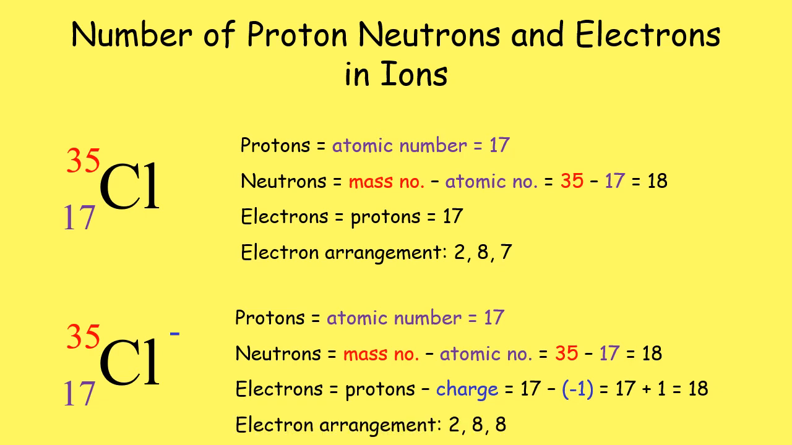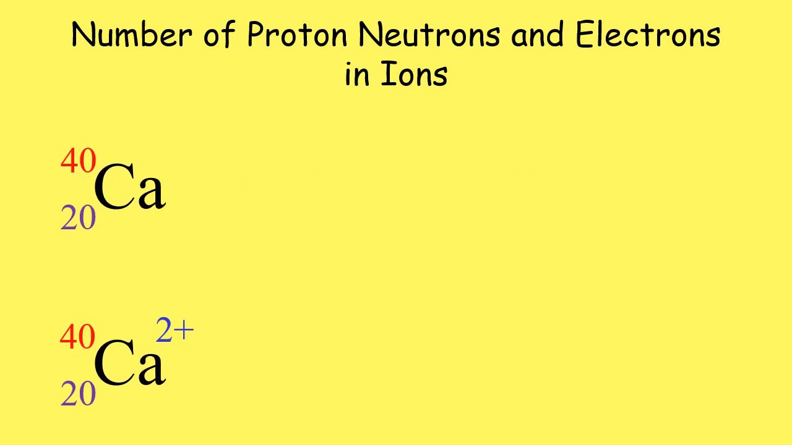And the new electron arrangement is 2, 8, 8. Now, if we compare the number of protons to the number of electrons in the chlorine ion, we can see that there are more electrons than there are protons. If an atom has more electrons than it has protons, it will be negatively charged. We're now going to look at calcium.